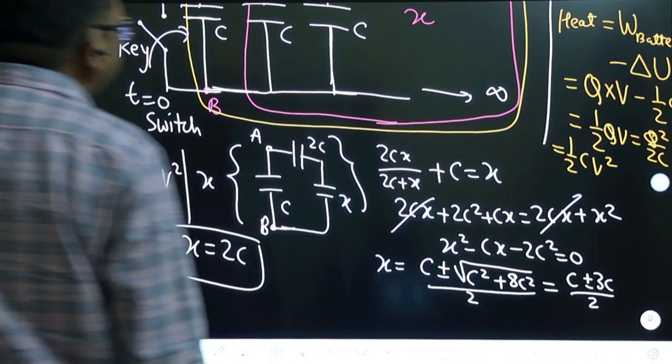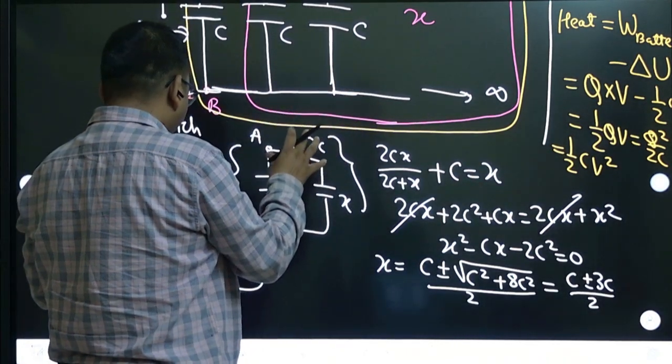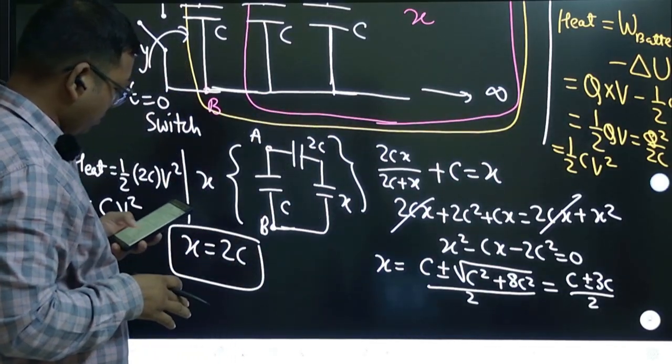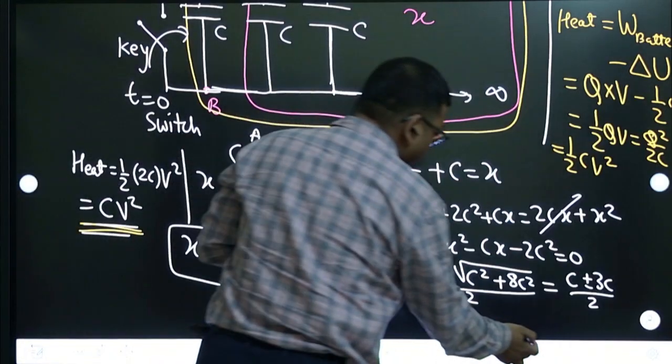So this question requires basically simplifying this circuit, which is an infinite network of this. Okay. Then let us go to the next question. Question number 2.